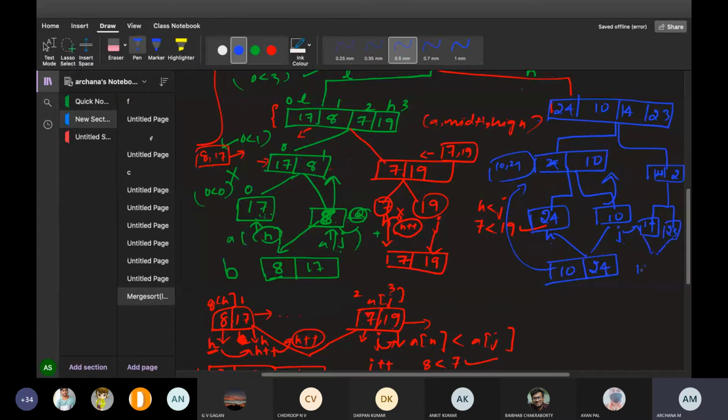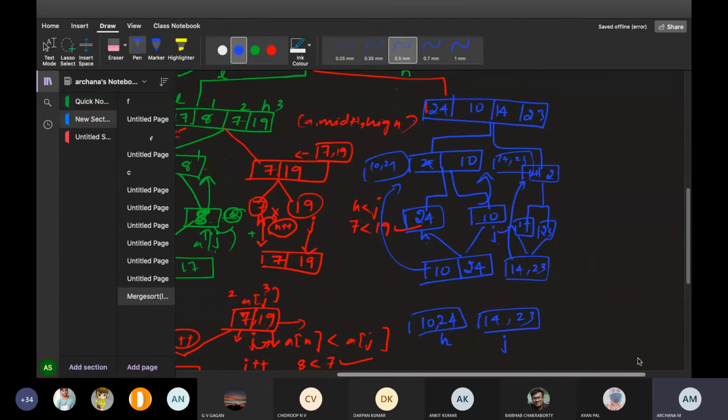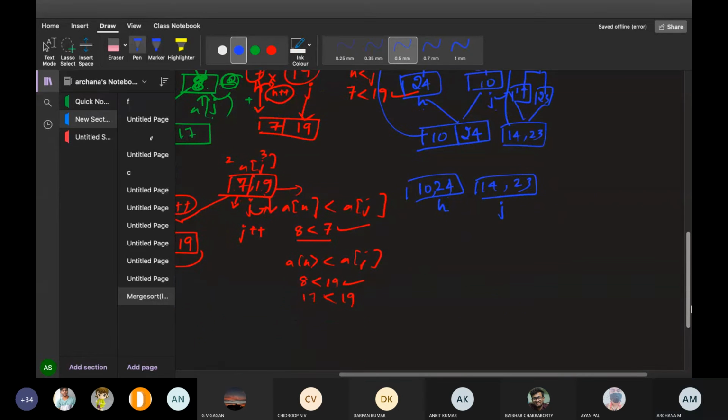Now merge this. What will be the answer? 14 and 23 only we will get, right? Then this is the solution of this, 14, 23. Now these two have to be combined. Look here. 10, 24, 14 and 23. These have to be combined now. Do that in the same way. You take this as H, take this as J. Follow the algorithm whichever you have. So when you follow the algorithm, A of H is less than A of J.